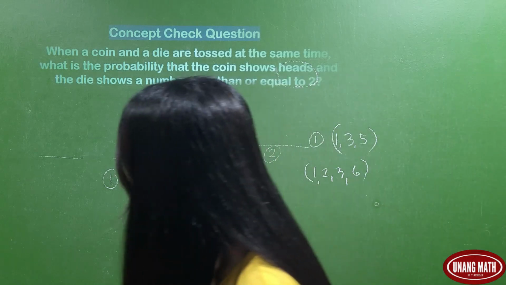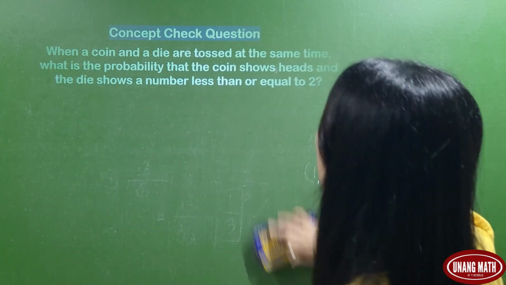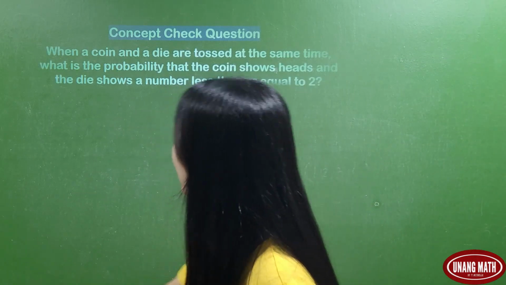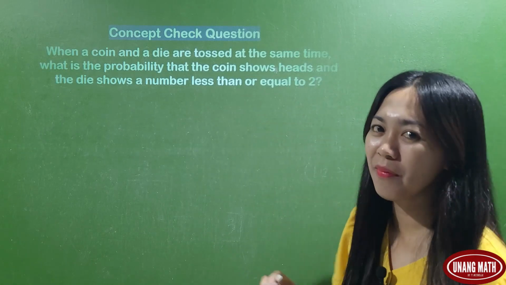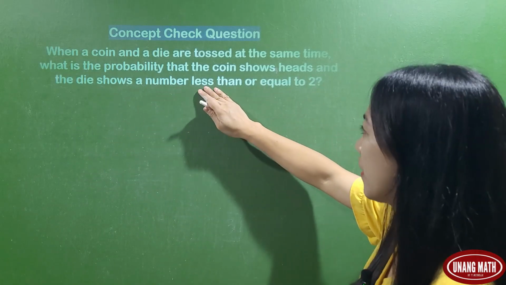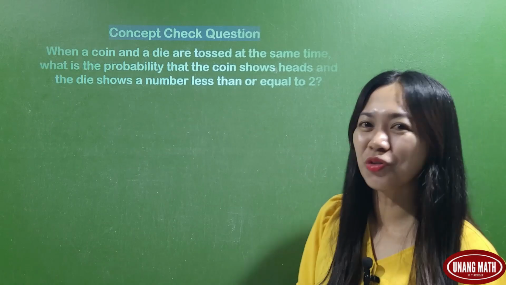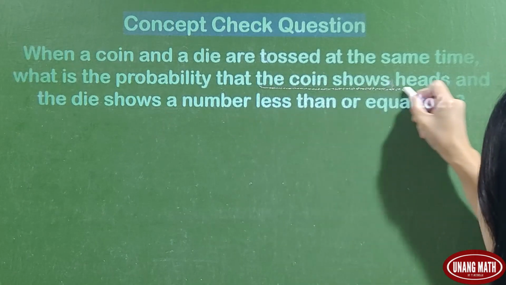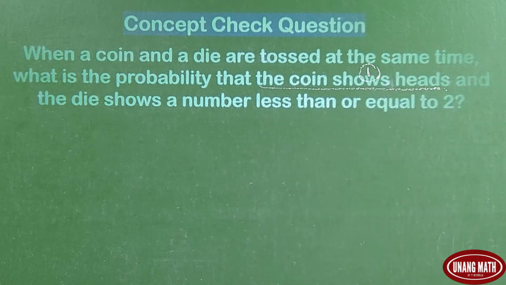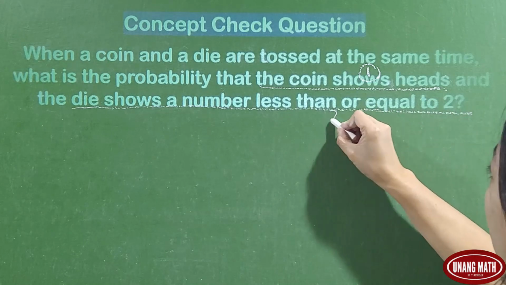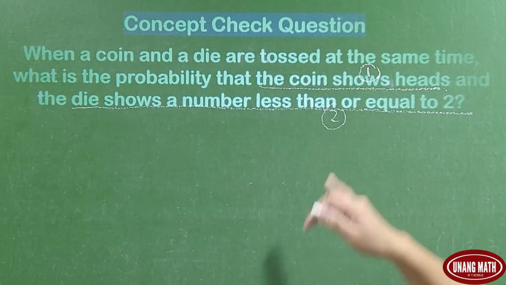Okay, moving on to another example. Let's also answer this concept check question. When a coin and a die are tossed at the same time, what is the probability that the coin shows heads and the die shows a number less than or equal to 2? Okay, for the first event, coin shows heads. So this is our first event. And for our second event, the die shows a number less than or equal to 2. That's our second event.